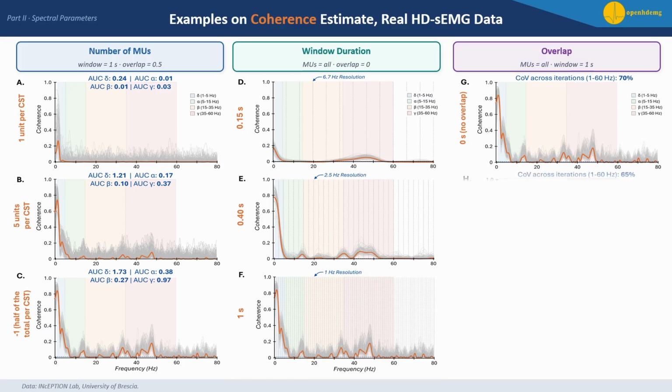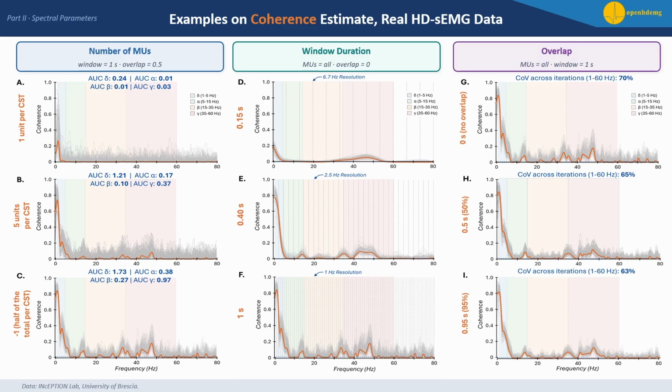By increasing the overlapping to 50% of the windows, we get a much smoother signal as a coherence estimate. And by increasing that to 95% overlapping, we got a pretty smooth coherence with much less fluctuation and less variability. Also, you can see that the coefficient of variation across the iterations in the first case is almost 70%, then it decreases to 65%, and at the end we have 63% variability.